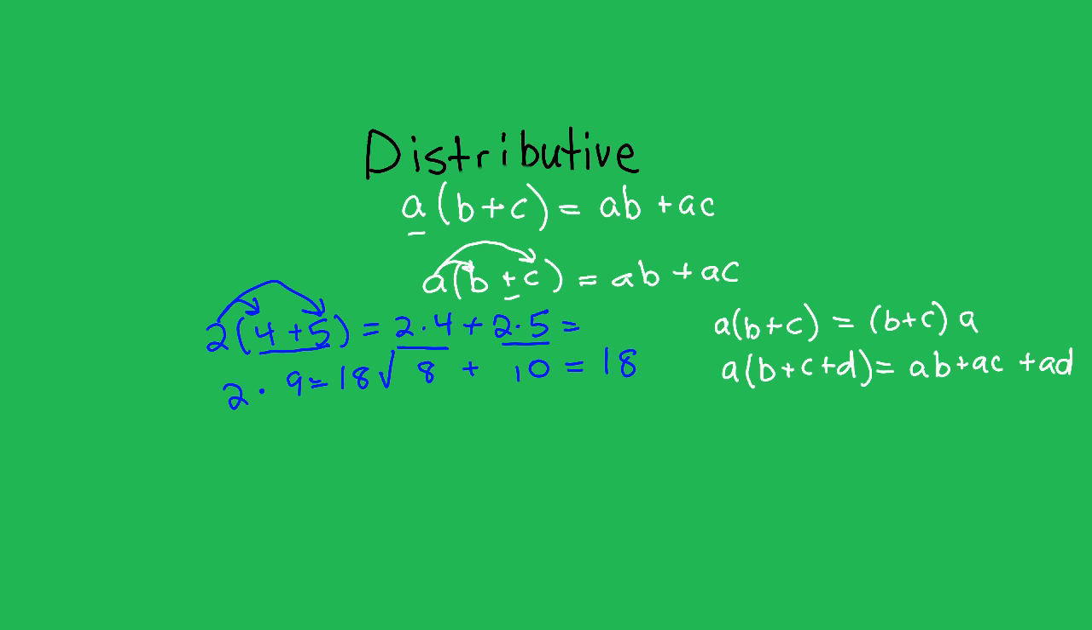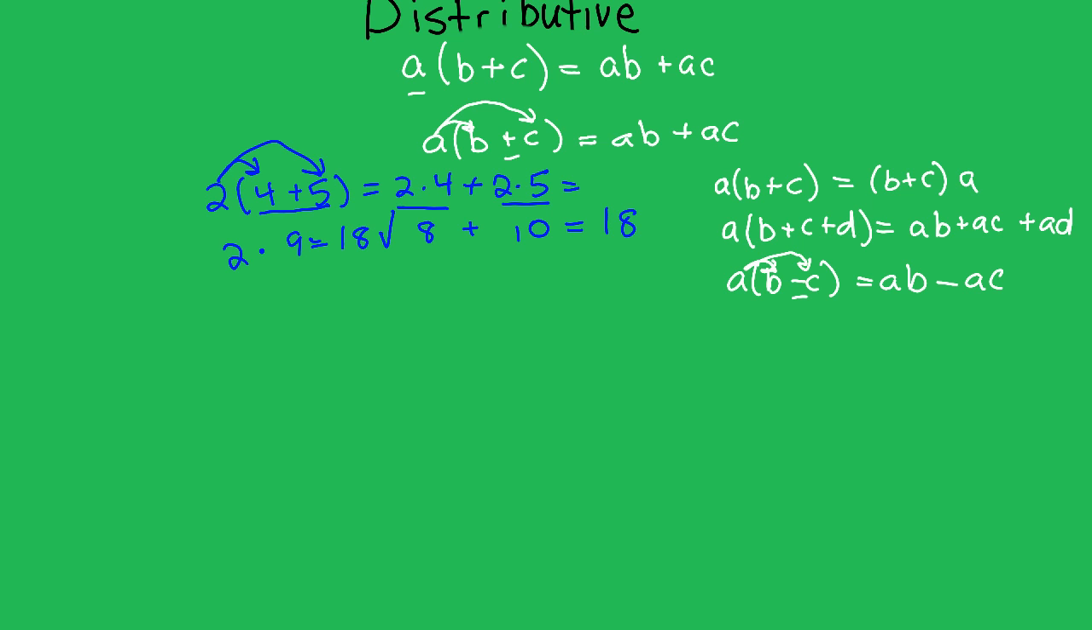And also we can subtract the terms inside the parentheses, so we can have A times B minus C. And then we just do A times B, and then see the subtraction sign there, and then do A C. So AB minus AC.